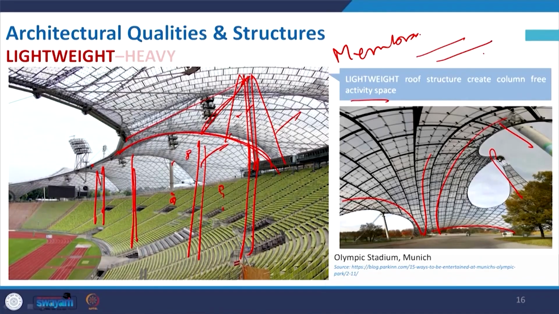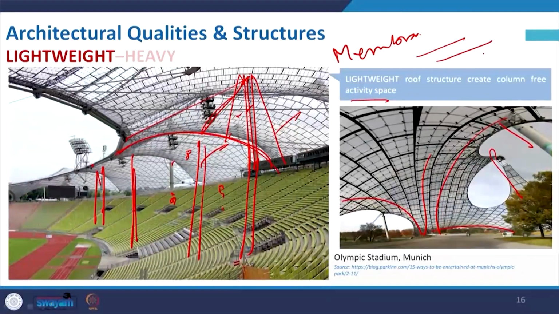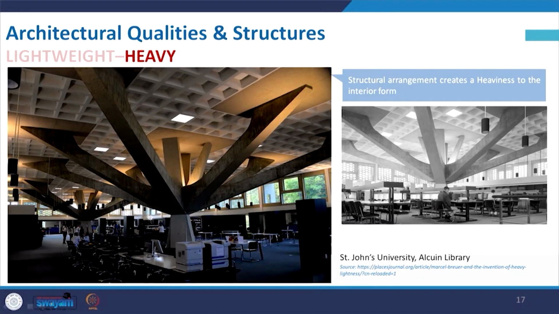Both examples, this one from the airport and the next one from the stadium. If you go to any stadium, you can see this. Now, come to heavy. This is the St. John University library. Here, if you see what is heaviness in this, there is no regular obstruction, but this is basically a structure which looks very heavy.